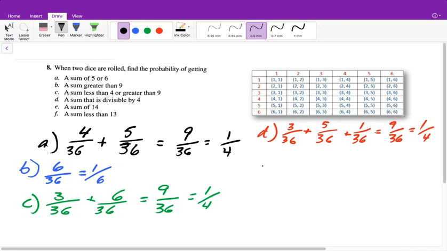Our next one that we have is E, and that's a sum of 14. Well, we know it's impossible to get a sum of 14, so that is then 0. A sum that is less than 13, well, every single one is less than 13, so that means it is certain, which then means it is 1.